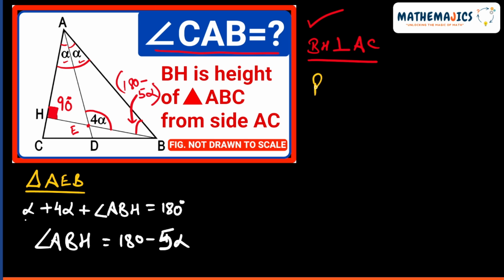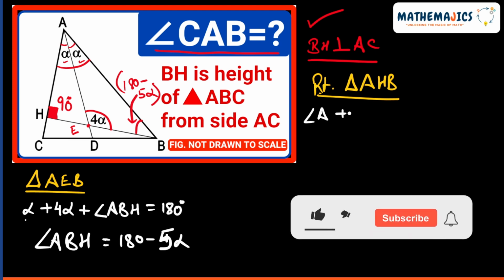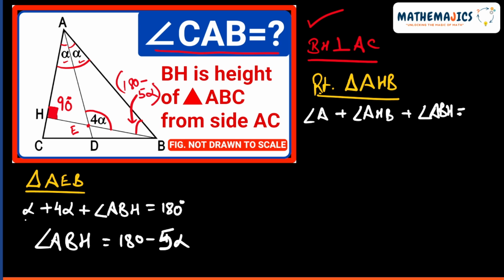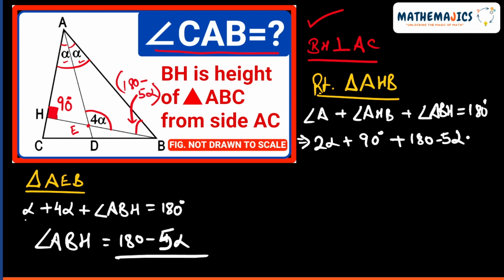We will jump to right triangle AHB. Yes, in this triangle we have angle A plus angle AHB plus angle ABH. These three angles add up to 180 degrees. Angle A we can see is 2 alpha. AHB is 90 degrees, as we know that BH is perpendicular to AC. And ABH we just now found, 180 minus 5 alpha. Correct? This adds up to 180.